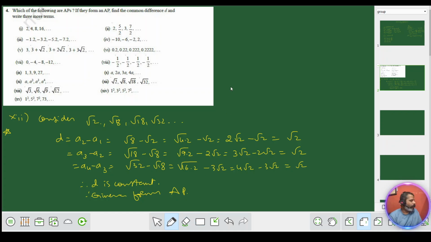Once the given sequence forms an AP, how do you find the next three terms? Take this root 32, add the common difference here. Root 32 was how much we wrote? 4 root 2, right? So it will come 5 root 2, 4 root 2 plus root 2, that is 5 root 2. This is a very important question actually.